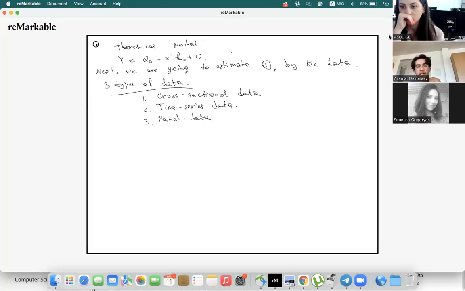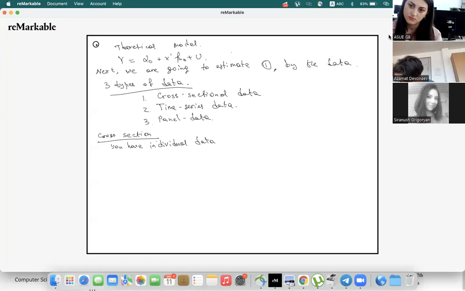Do you have any idea about these? Okay, there is no problem. I will give you some brief explanation. The first one, cross-section, is basically when you have individual data on some random variables.